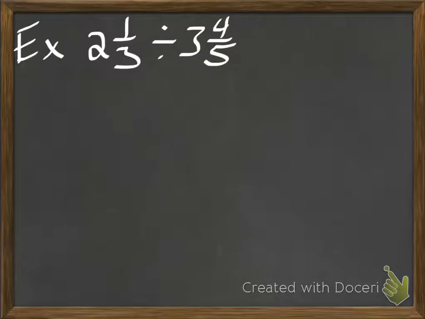Alright, here's another example. We need to change this into improper, so we're going to do 3 times 2 plus 1, which is 7/3. 3 times 5, or 5 times 3, 15, plus 4, which is 19 over 5. Now we keep the first.